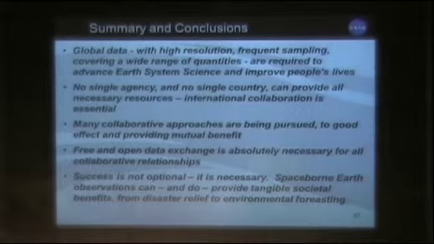The satellites provide global data. They have high spatial resolution, frequent sampling, global coverage, and satellites can be used to make many different measurements of many different variables. And that's what you need in order to advance Earth system science and derive from that societal benefit. It's too big a job for any one organization or any one country to make all the measurements that are necessary, and international collaboration is absolutely essential.